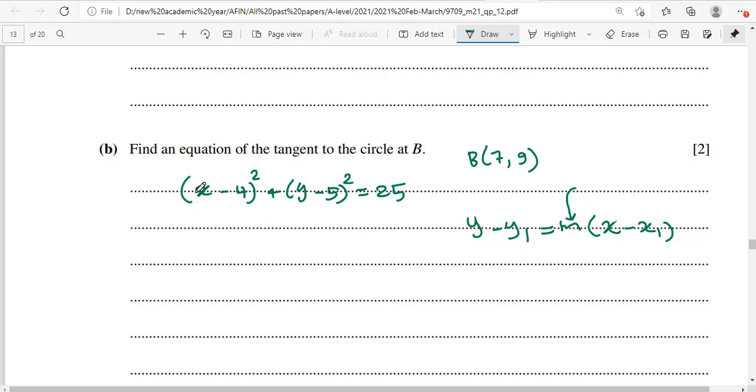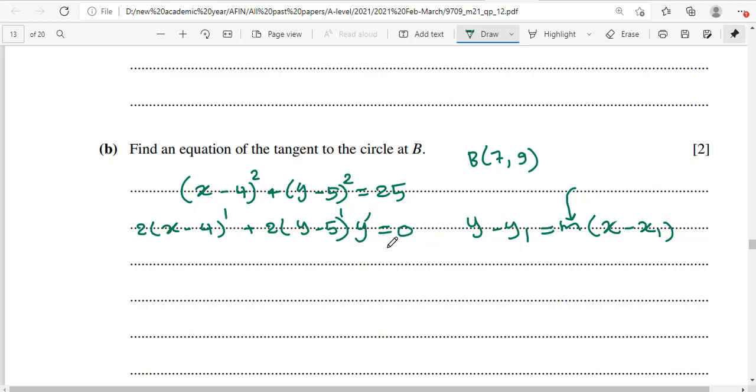First derivative, let's expand them first. We can do it even without expanding. Power goes to the front, bracket as it was, power minus 1 times the derivative of inside. Derivative of inside is just 1, we don't need to write. Same thing happens here. Power goes to the front, bracket as it was, power minus 1 times derivative of inside. Derivative of y is y prime, but derivative of x is 1. Be careful about this. And equal to derivative of 25 is 0.